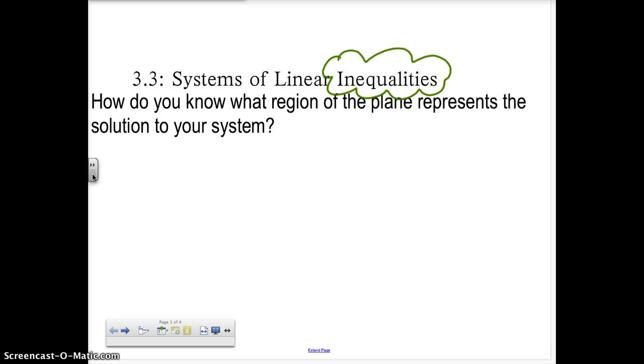Now, we've done systems of linear equations. We've solved them by graphing, we've solved them by substitution, and we've solved them by elimination, because in every answer we got an ordered pair. Well, now we're talking inequalities, and so we have a little bit different situation on our hands. Okay, let's look at how it works.